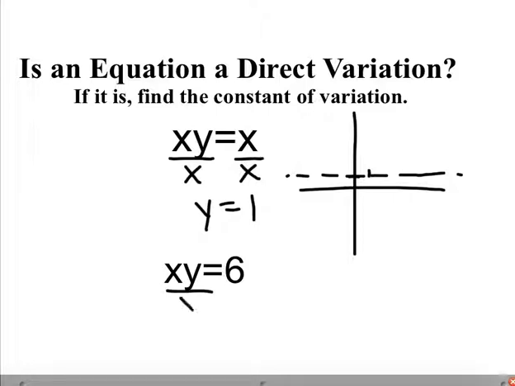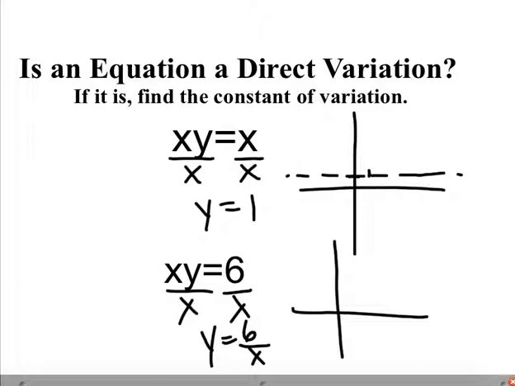And this next one, if we divide by x, we get y is equal to 6 divided by x. This is not direct variation. This is actually inverse variation. And we would end up seeing something like this for inverse variation. Very, very different from our straight line through the origin.